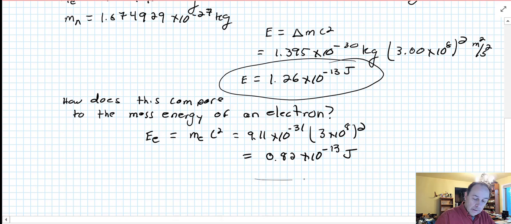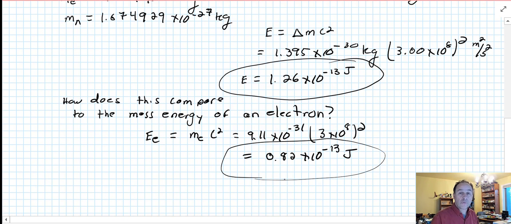So in that little reaction of a neutron converting to a proton and an electron, it releases almost twice as much energy as you would get from an electron if the electron was totally annihilated and changed completely into energy. So from that point of view, it's a pretty significant amount. Okay? And that's pretty much all we're going to do with modern physics in this class. So that's a wrap up, and next video we're going to deal with power.